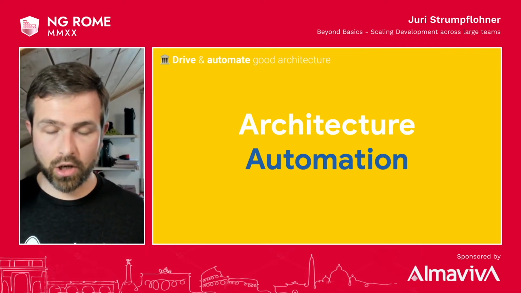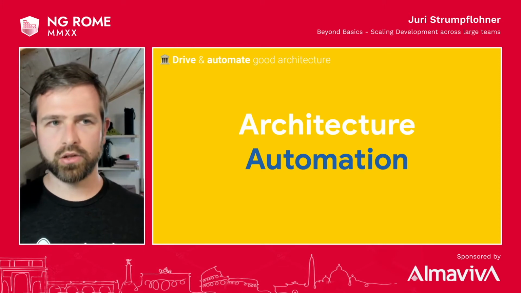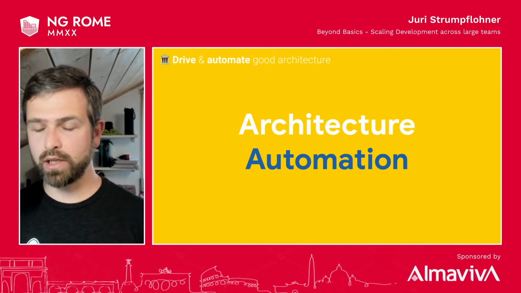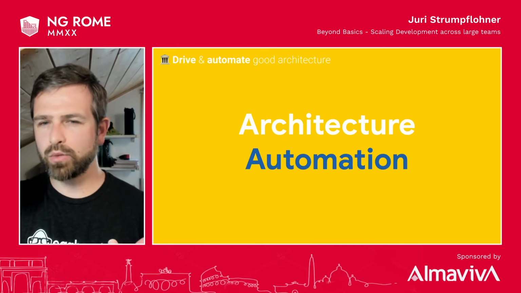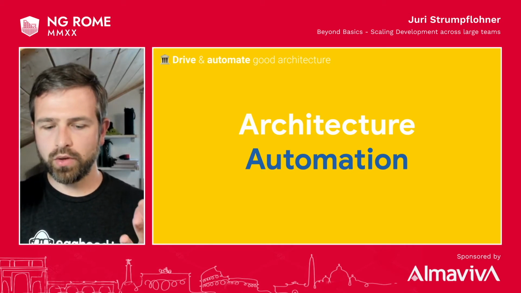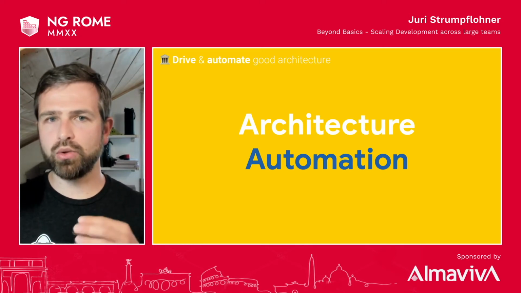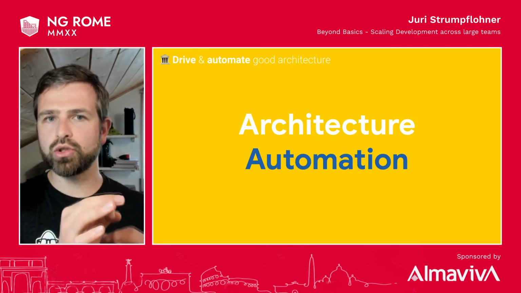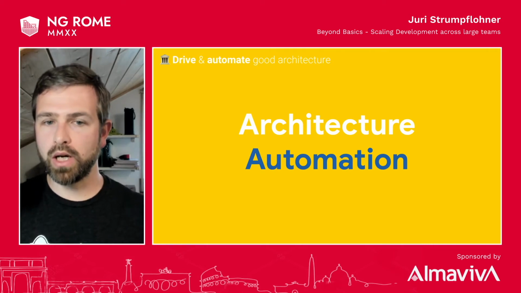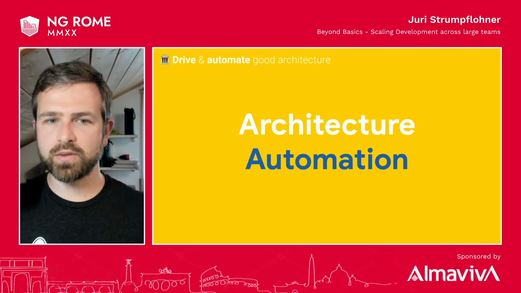Finally, there's architecture automation. The whole title for that section of my talk was: drive good architecture, but also automate architecture. That's the best way you can actually guarantee it's respected. And if you think about it, the whole linting part is already a kind of automation, because you add restrictions on what can depend on what other part. And so with that, you already have that automated in your CI pipeline, for instance.